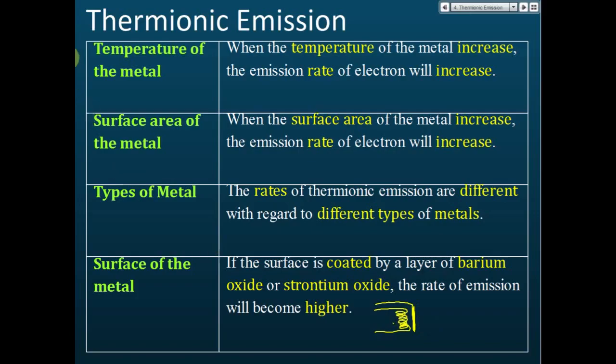So therefore, we coat it. We coat these metals on the surface with barium oxide or strontium oxide. Barium and strontium oxide can release electrons very fast. So the function of the filament is to increase the temperature to a very high level, and the metal is heated by the filament and can supply electrons. The strontium oxide or barium oxide on the surface is used because they can release a lot of electrons.